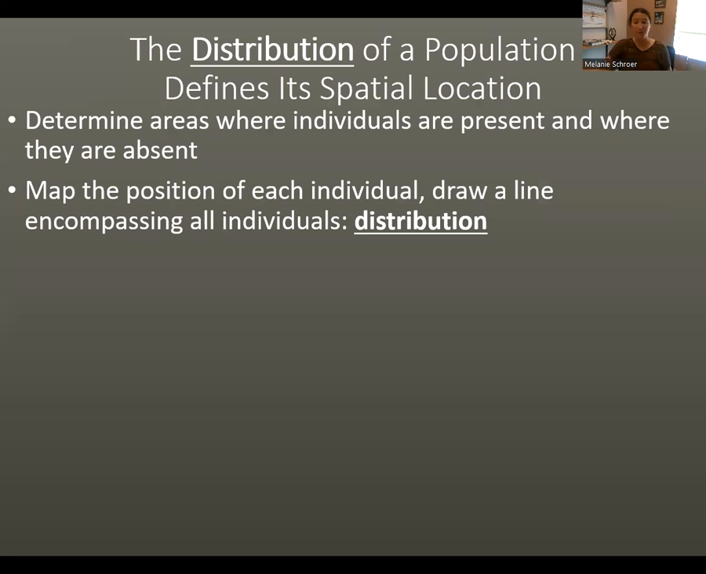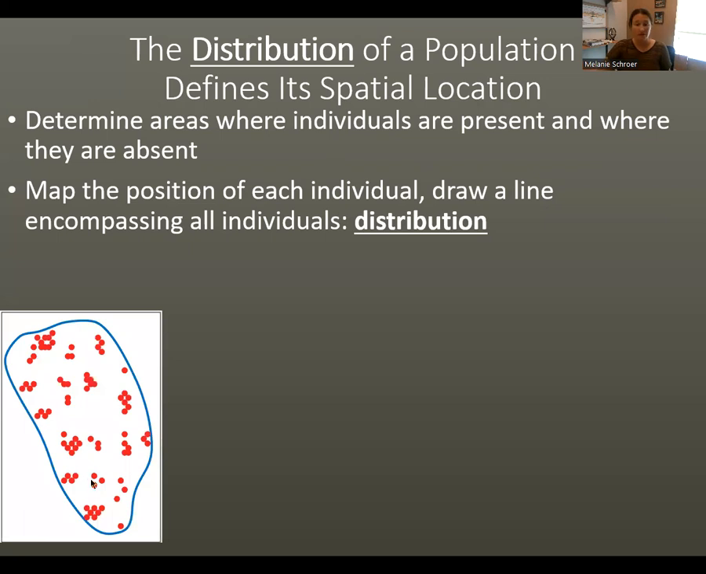So each individual organism, and then draw a line around all of those individuals, all of those dots, and we can call that the distribution. And so this is just a hypothetical example. Each one of these red dots is an individual tree, for example. And so if we find every single one of the trees in this species in this area, we put them on a map, and then we draw a line around that map. That is the distribution. Okay.